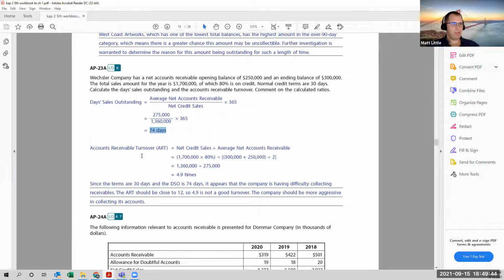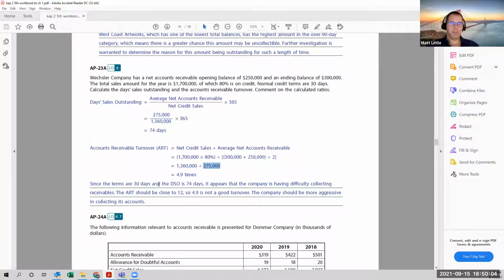Our accounts receivable turnover looks at net credit sales divided by average net AR. So it's the inverse. It's the 1.7 million times 80%, or 1.36 million, divided by the average of 300 and 250, which is 275, which means 4.9 times.